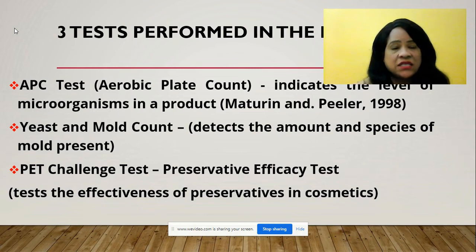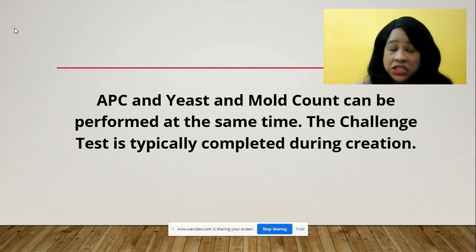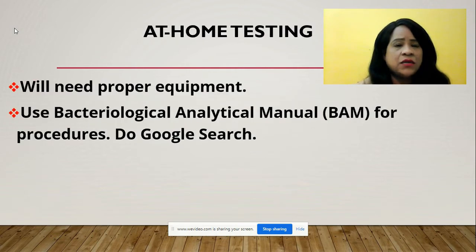Also, you have the challenge test, and some people will say the PET challenge test, which is known as the preservative efficacy test, and it tests the effectiveness of the preservatives in your cosmetics. So the APC and the yeast and mold count can be performed at the same time. The challenge test, on the other hand, is typically completed during the creation or production stages. The challenge test can take up to 7 to 28 days to complete. If the numbers decrease, then that means that the preservative is indeed working.